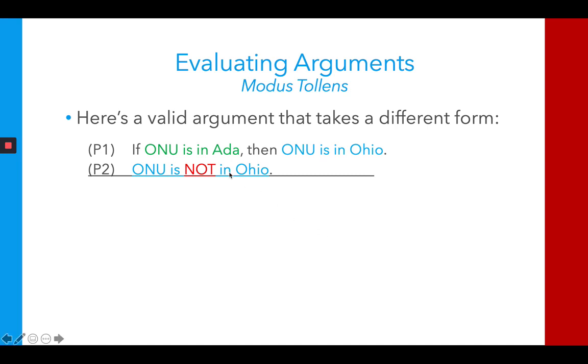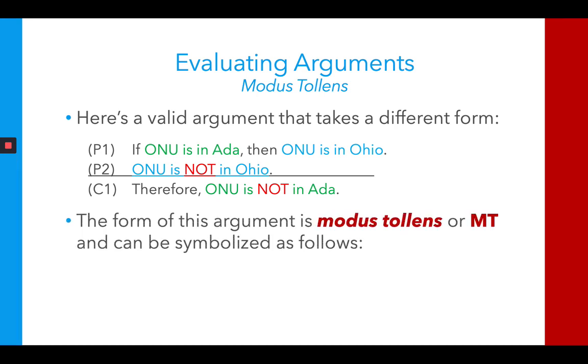If OU is in Ada, then it's in Ohio. We know OU is not in Ohio, so it must not be in Ada. Therefore, OU is not in Ada. The form of this argument is modus tollens, or MT, and can be symbolized as follows.